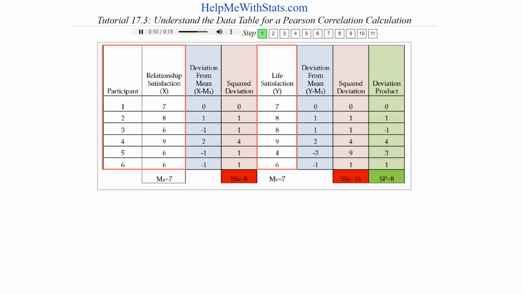Each participant has a relationship satisfaction score and a life satisfaction score. The mean for the relationship satisfaction scores is 7. The mean for the life satisfaction scores is 7.